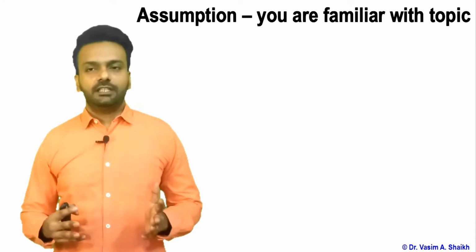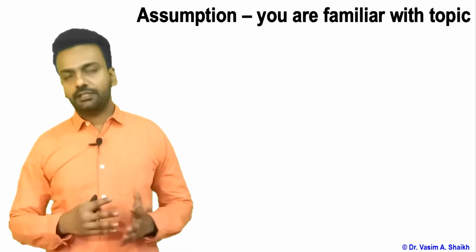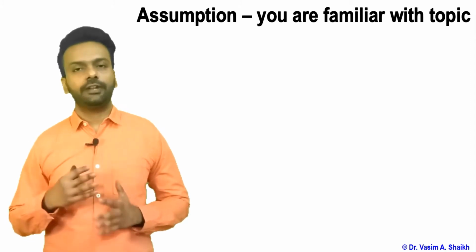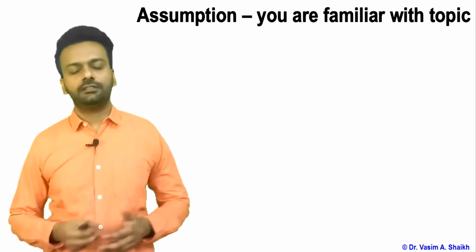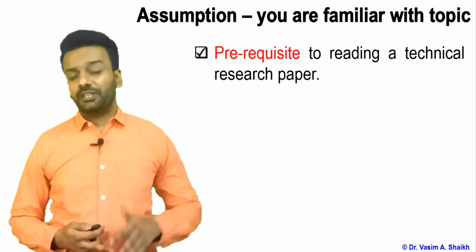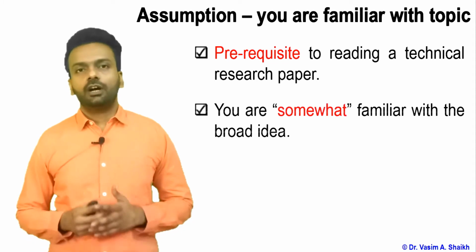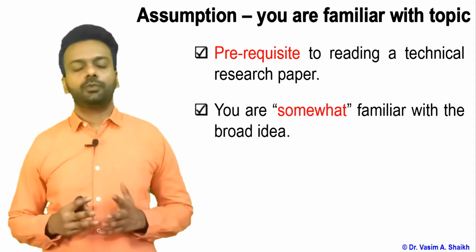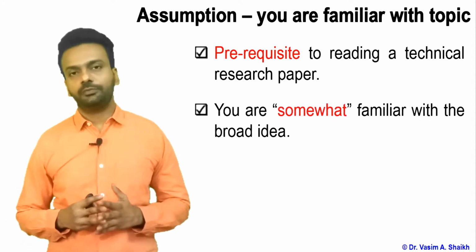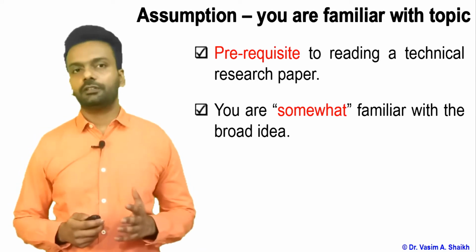So now let us see, there are some assumptions which we have to take into consideration when we are talking about reading a research paper. So let us see what these assumptions are. The first assumption or prerequisite to reading a research paper is that you are somewhat familiar with the broad idea of the research paper which you are going to read. That is the most important point here.